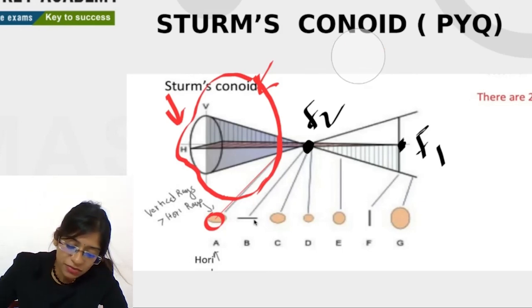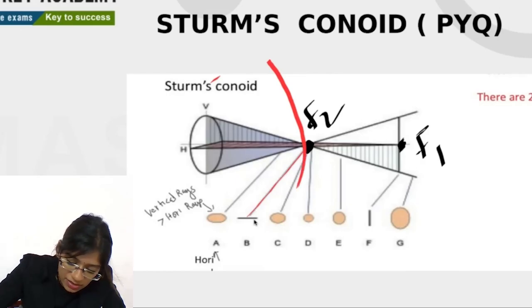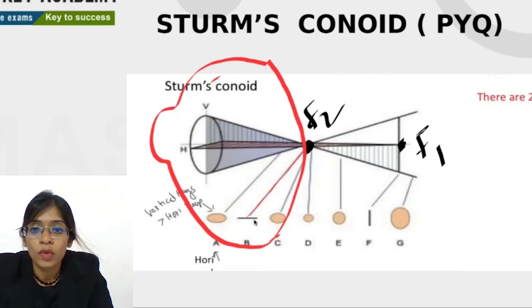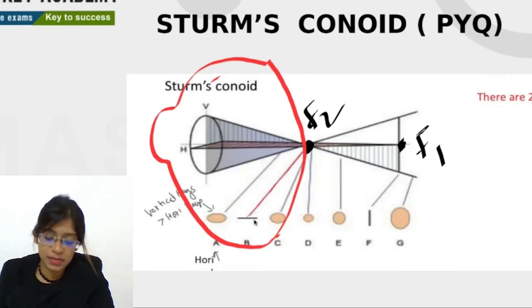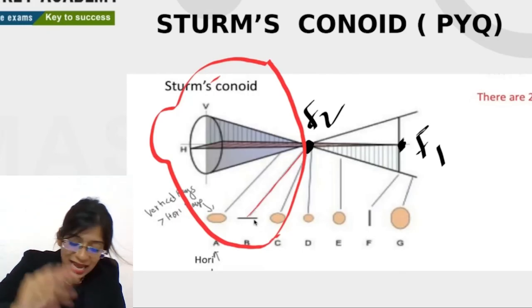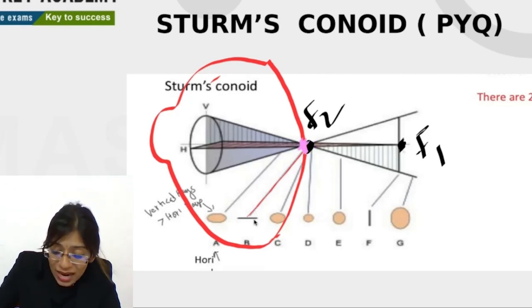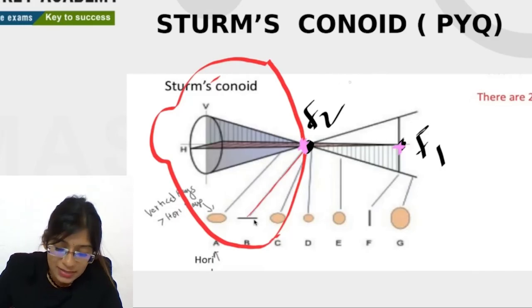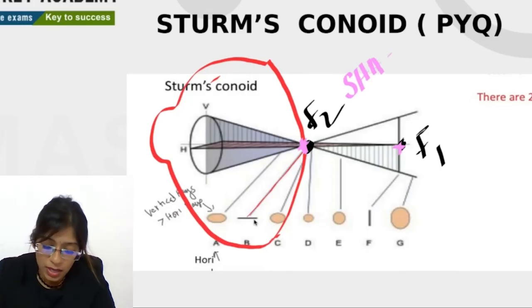Okay. Now what if I keep my retina at B? By B I mean exactly at F2, I am placing my retina there. So if I place the retina at F2, what will be the astigmatism seen? See, one image is formed on the retina and one image is formed behind the retina. So this is a case of simple hypermetropic astigmatism. Understood?